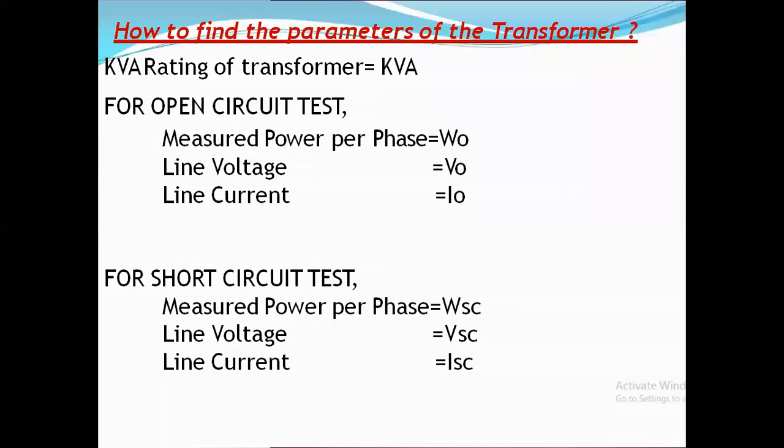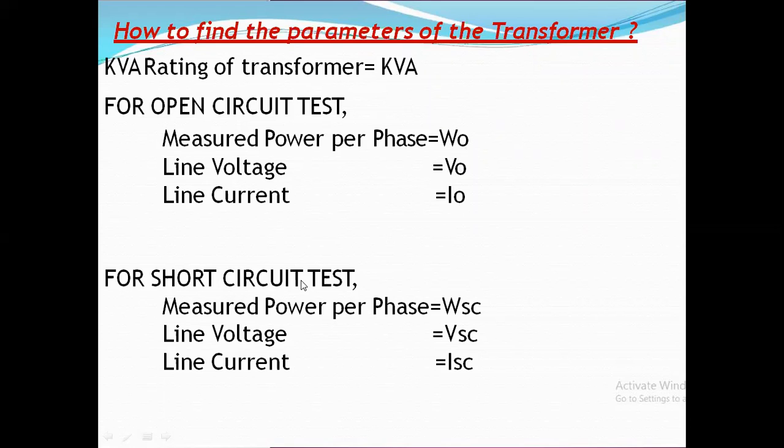So how to find the parameters of the transformer? The KVA rating of the transformer is KVA. From the open circuit test, from that particular wattmeter, we are finding the value of W0, the line voltage V0, and the line current I0.